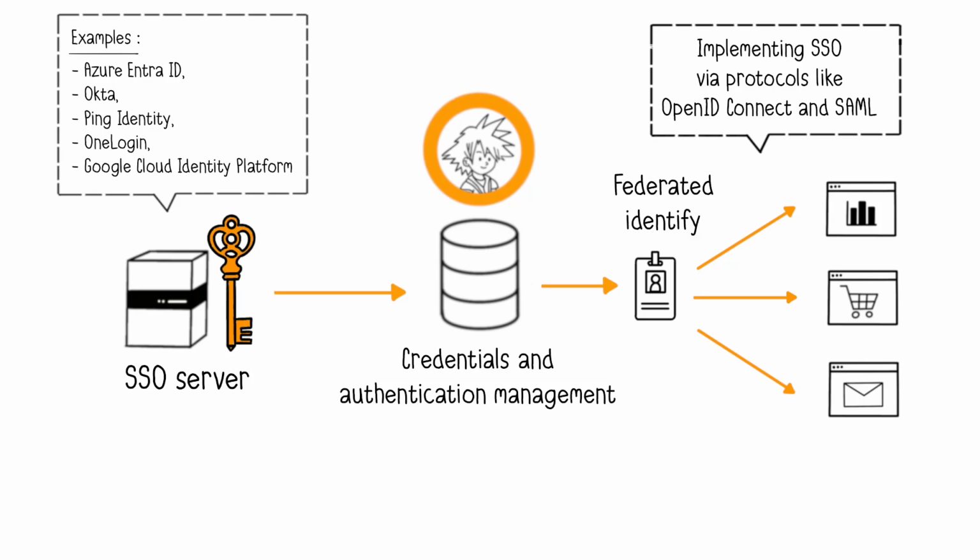SSO is based on the concept of federated identity, which involves sharing identity attributes, like name, email address, etc., with other systems. When a user is approved by one system, they automatically gain access to all other systems that have a trust relationship with the first system. SSO is implemented using protocols like OpenID Connect and SAML.